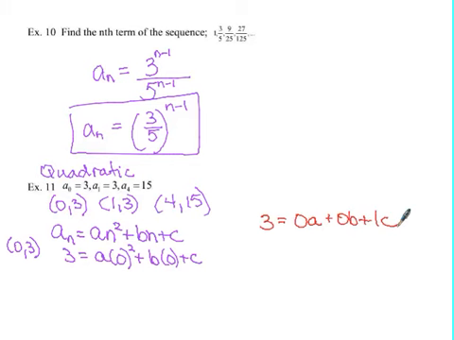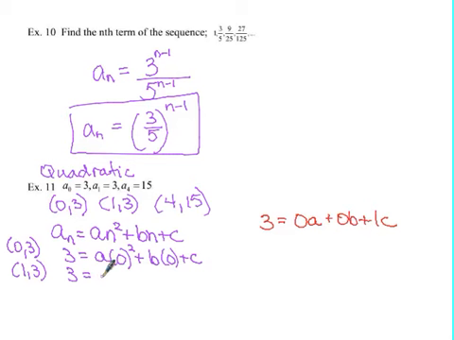Why am I putting, even though the a disappears, why am I putting the 0a, 0b, 1c? Why would I be doing that? You have to plug it into the matrix. You have to plug it into your matrix in the calculator, so we might as well be really clear about it. Okay, the next point is 1, 3.